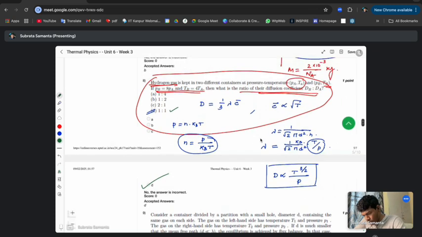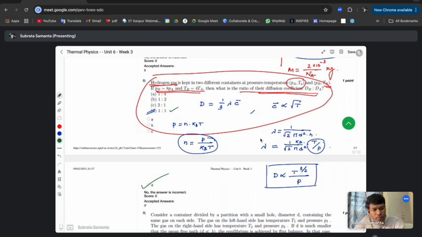So first read the questions very carefully and see how the diffusion coefficient changes with pressure and temperature. You just extract this dependency and then plug in these values to calculate. The same way you can solve various other problems. So, the same trick.